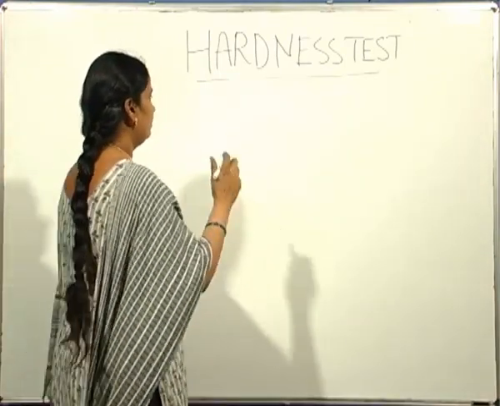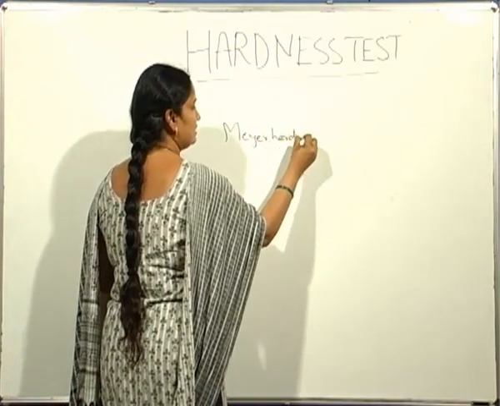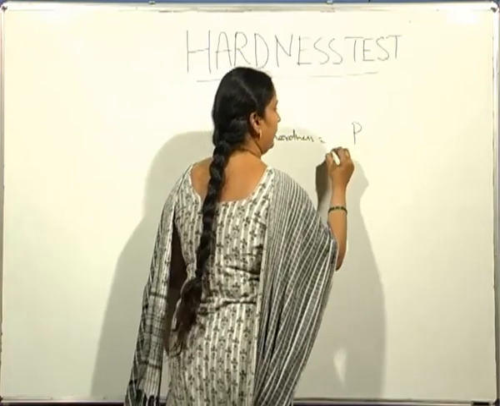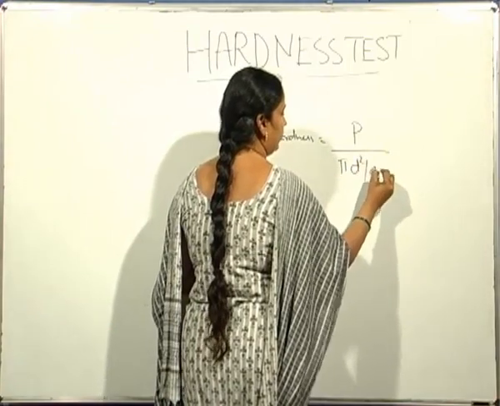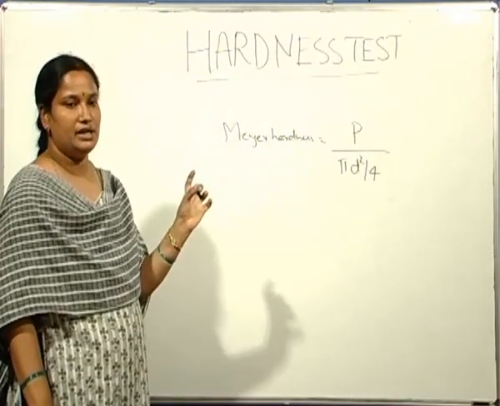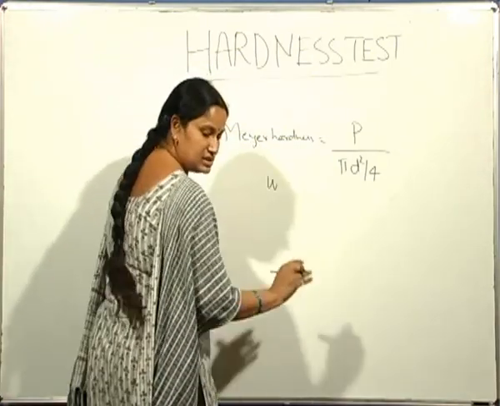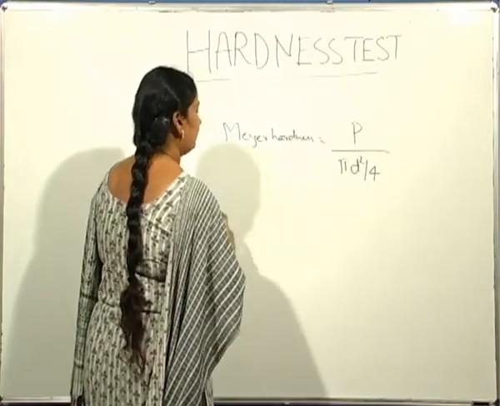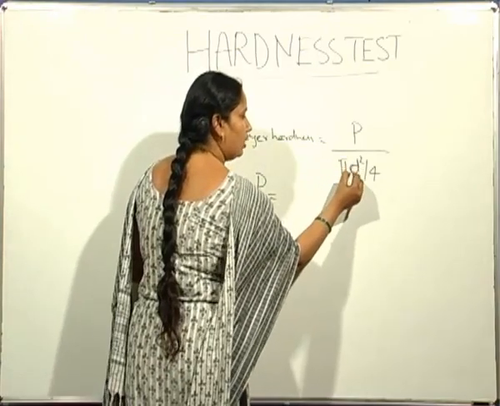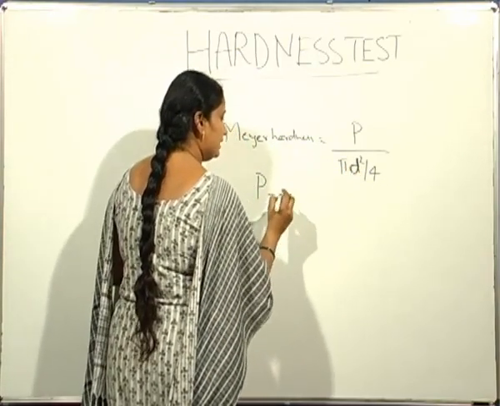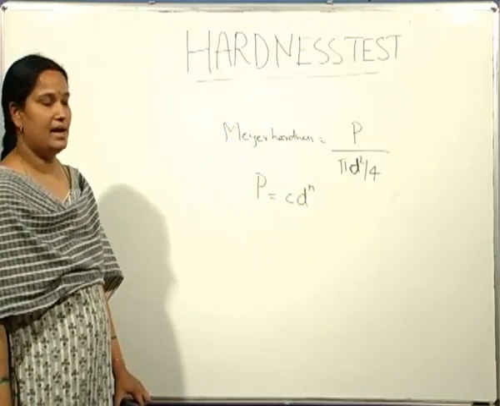So according to Meyer, hardness is load divided by the projected area of indentation, that is pi d square by 4. Meyer has shown a relationship between the load, indicated by the symbol P, and the diameter of indentation, that is P is equal to C d to the power of n. This is known as Meyer's law.